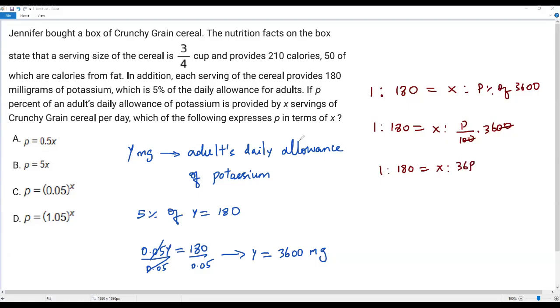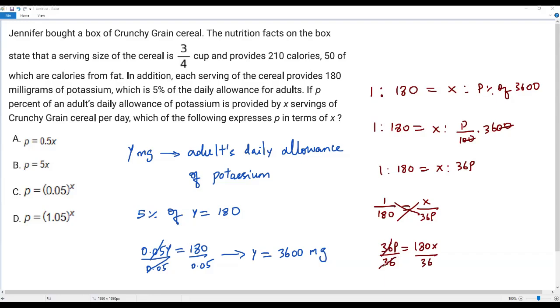Now our aim is to solve for P in terms of X. In this equation, we can solve for P in terms of X. For that, we have to write each ratio as a fraction. When I write this ratio as a fraction, I'm getting 1 over 180. When I write this one as a fraction, I'm getting X over 36P. Now we can do cross multiplication. This numerator has to be multiplied by this denominator, so 1 times 36P is 36P. And this numerator X has to be multiplied by this denominator, so I'm getting 180X.